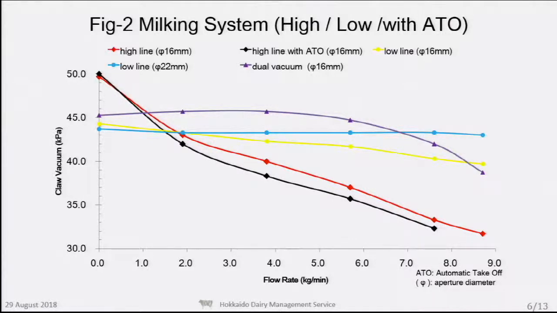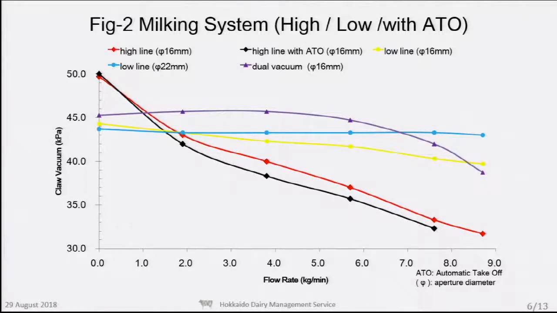With ATO, high line system goes down more than red line curve. Yellow line and blue line curve are on low line system. Crop vacuum does not go down with lift vacuum loss. Yellow line curve is with 60 millimeter diameter milk tube. Blue line curve is with 22 millimeter diameter milk tube. Then low line operating vacuum is lower than high line vacuum.